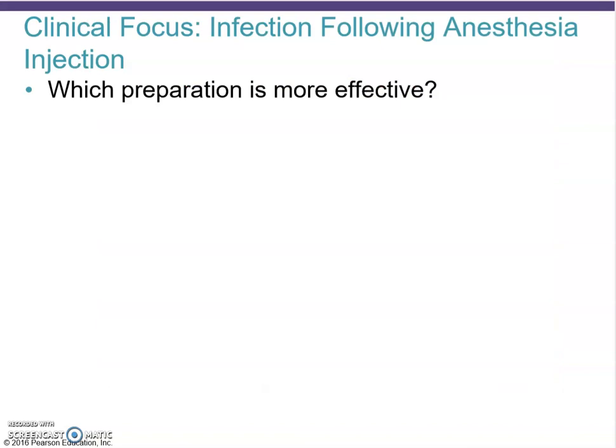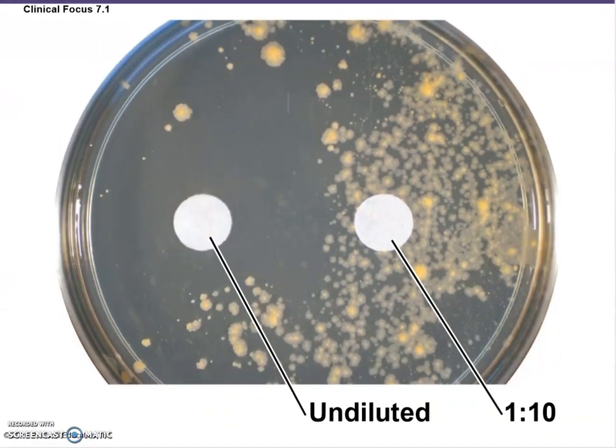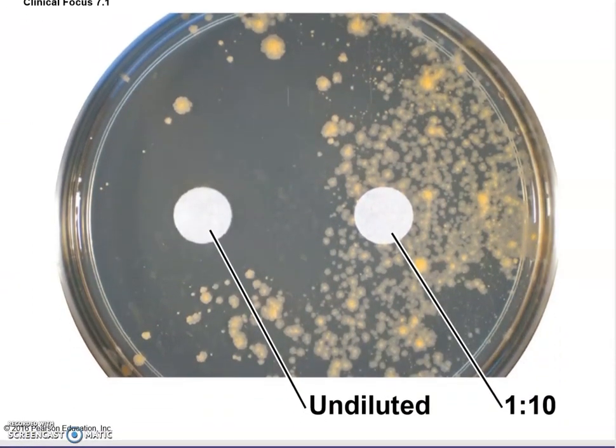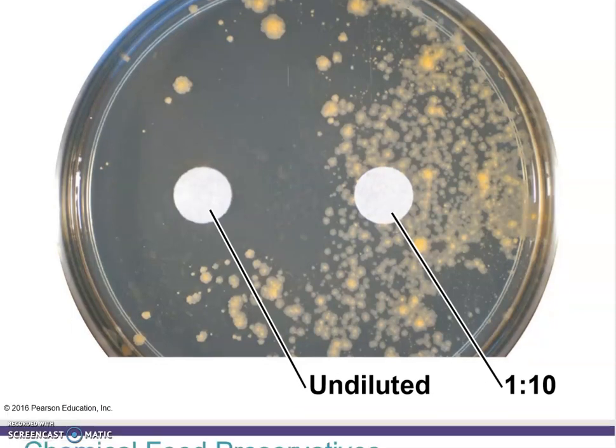Here's a clinical focus question for you. Think about it: infection following anesthesia injection. Which preparation is more effective? Here are the two options: undiluted versus 1 to 10 diluted, for whatever antimicrobial substance that is. You can tell on a disc diffusion test that the undiluted version of this antimicrobial agent is pretty effective. The diluted version is basically not effective at all. So we're going to have to go with the undiluted to be effective.